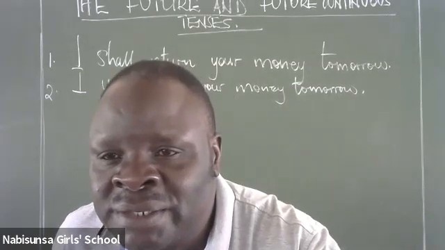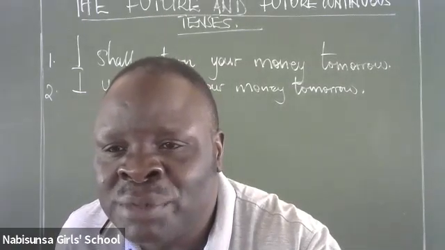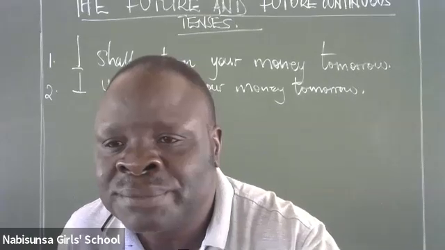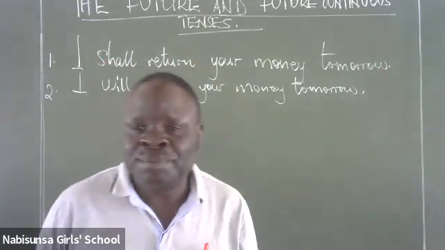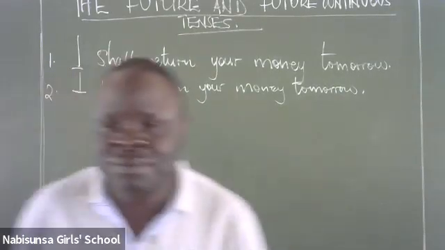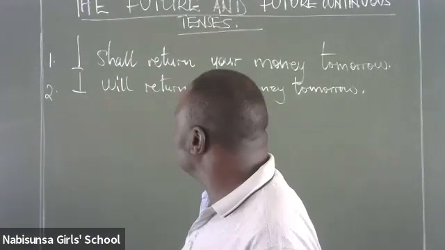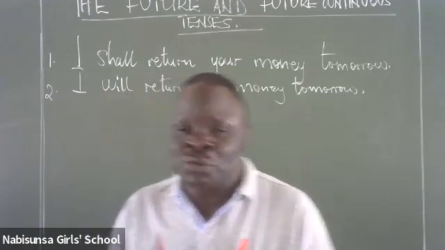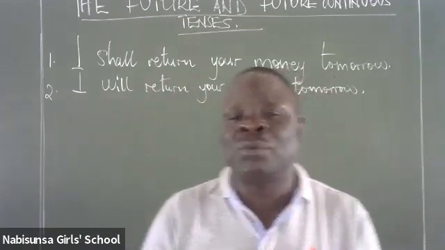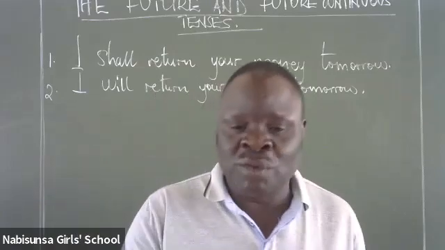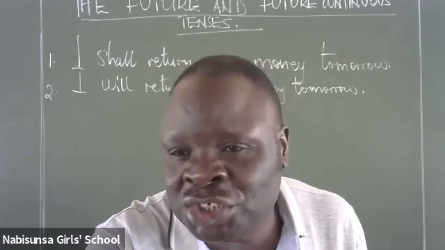Okay. The first sentence has shall and the second sentence has will. That is one. What's the difference between will and shall? That's what I'm looking at.